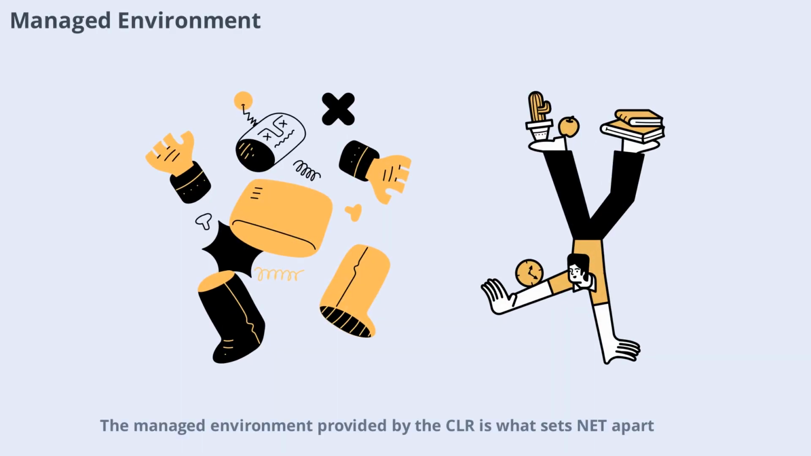The managed environment provided by the CLR is what sets .NET apart. Developers benefit from automatic memory management, structured error handling, and built-in concurrency support. These features make it easier to write reliable, scalable applications. The runtime's continuous support shapes how your application behaves under load, handles failures, and uses system resources. This is the true power of .NET's managed runtime.